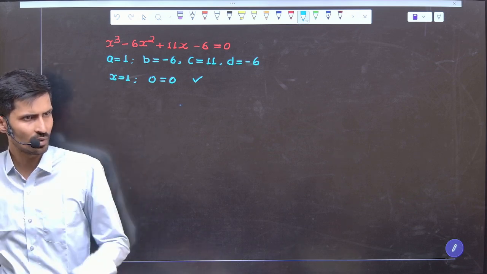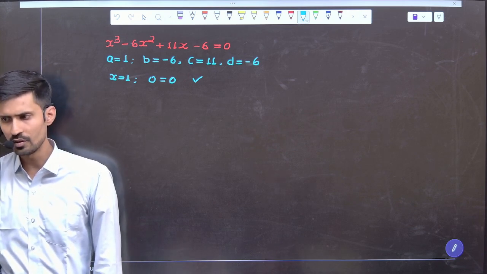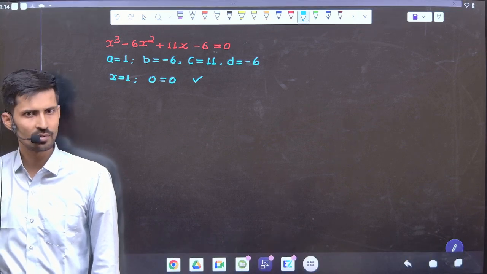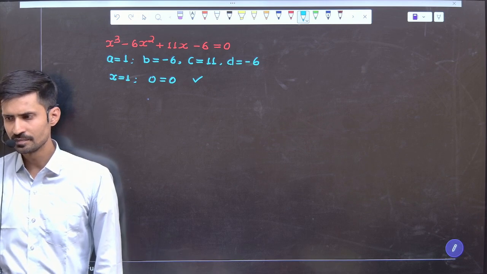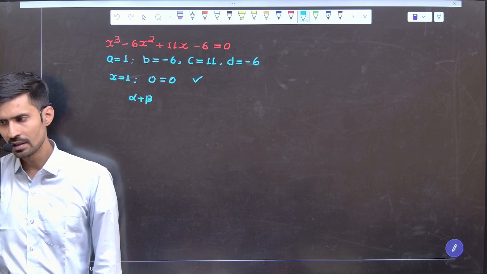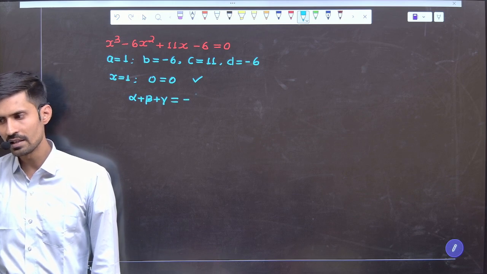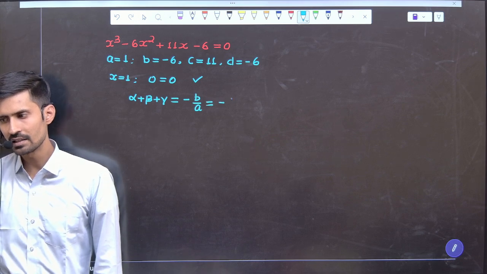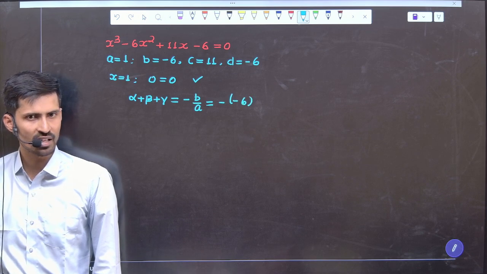Yes, no, you got that 1. You check 1. 1 cube minus 6 into 1 square plus 11 into 1 minus 6. 1 is the root. Next, I write alpha plus beta plus gamma is equals to minus b by a. Minus times b is -6 and minus of -6 is +6.